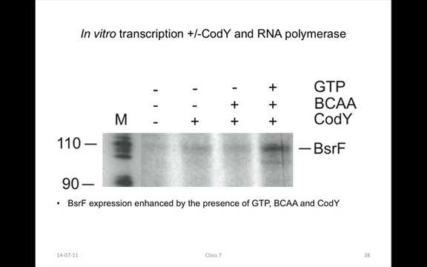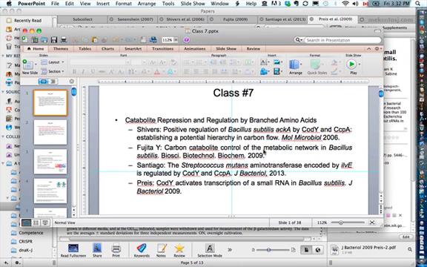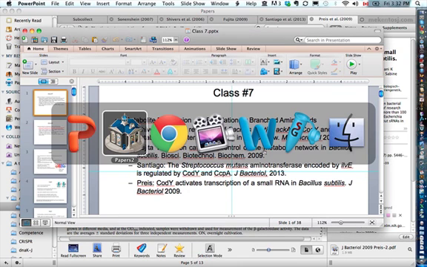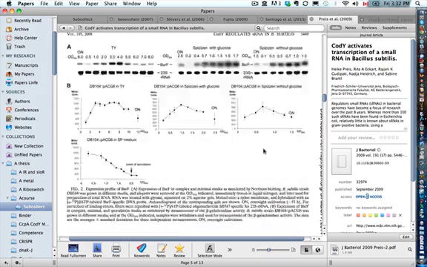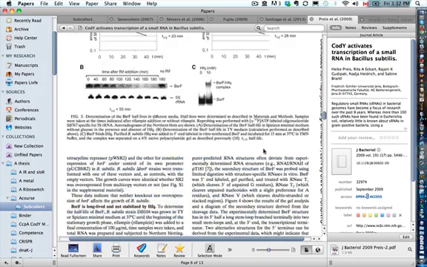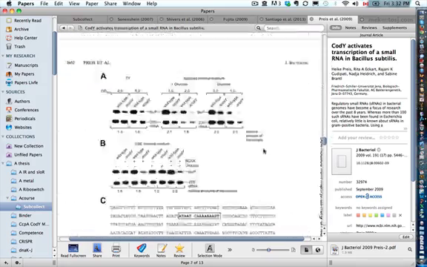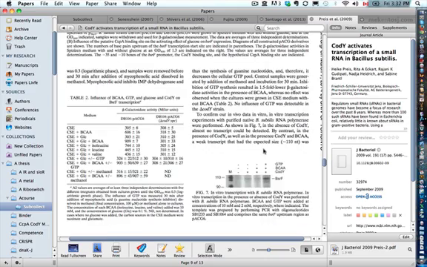So that's that paper, I think. Yep, that's it. Any more questions? No? What does this small RNA do? Does it have any function? Well, so far they figured out that it interacts with CodY. All that for interacting with CodY.